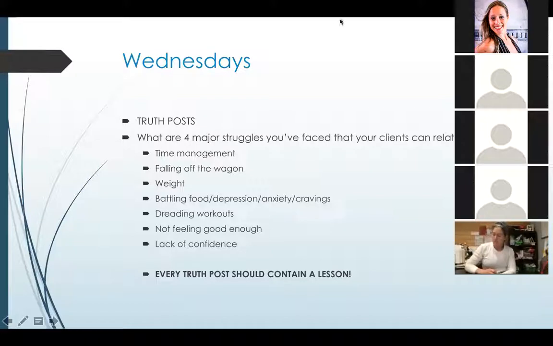Okay, so truth posts, and I'm going to give you some examples. This is probably the one that you are going to, number one, I recommend doing truth posts as long copy text, okay? And I'll give you an example, and typically with a photo of you.